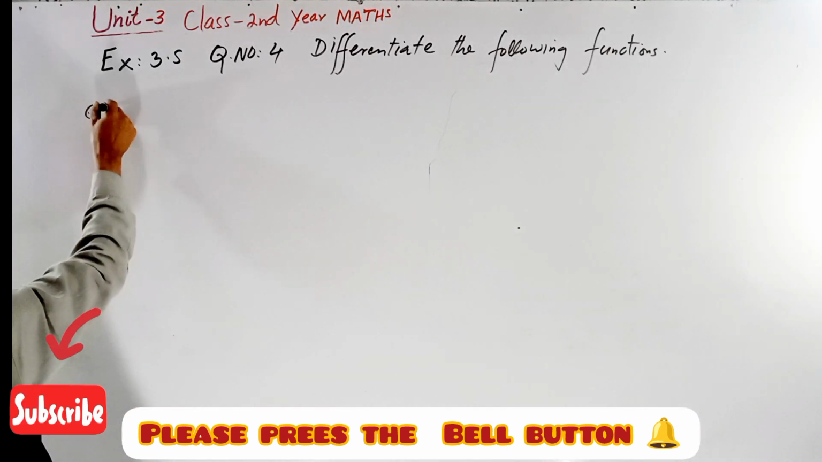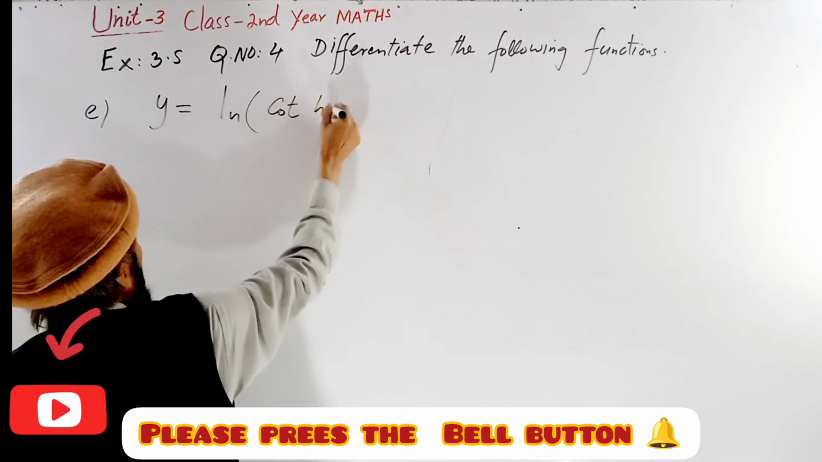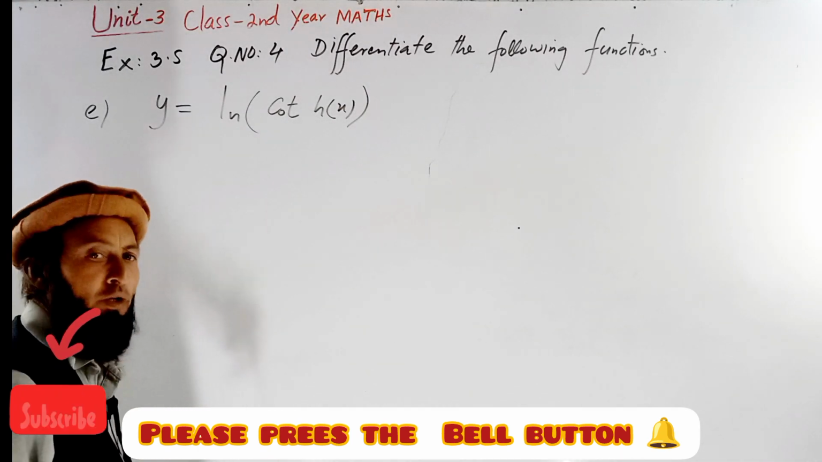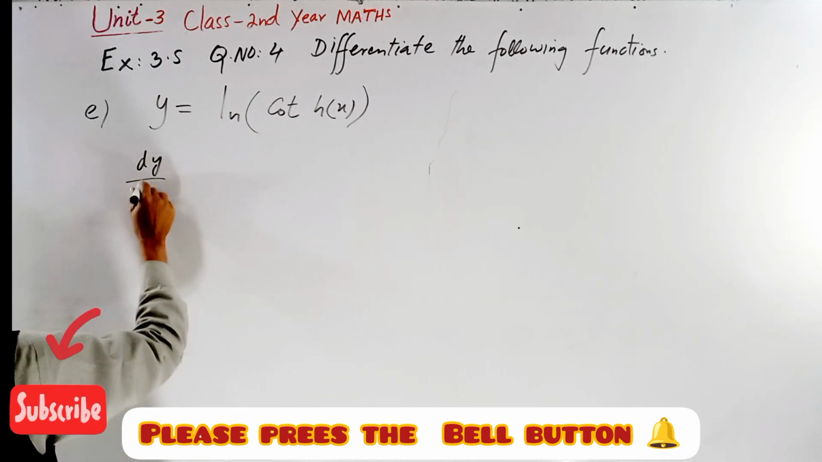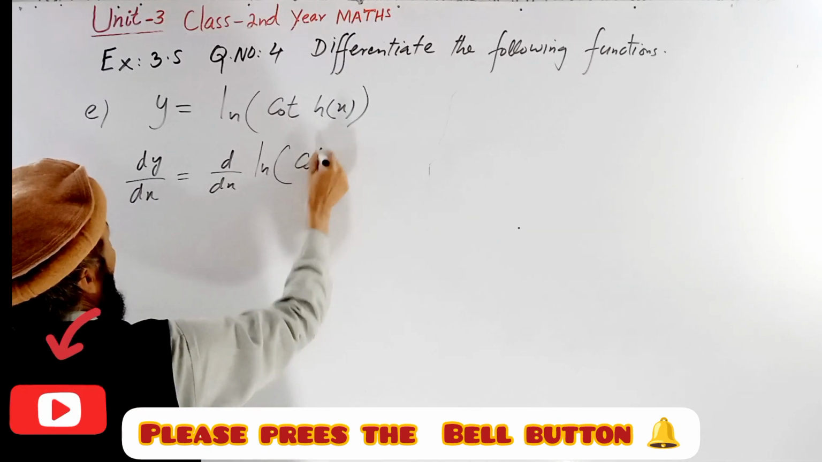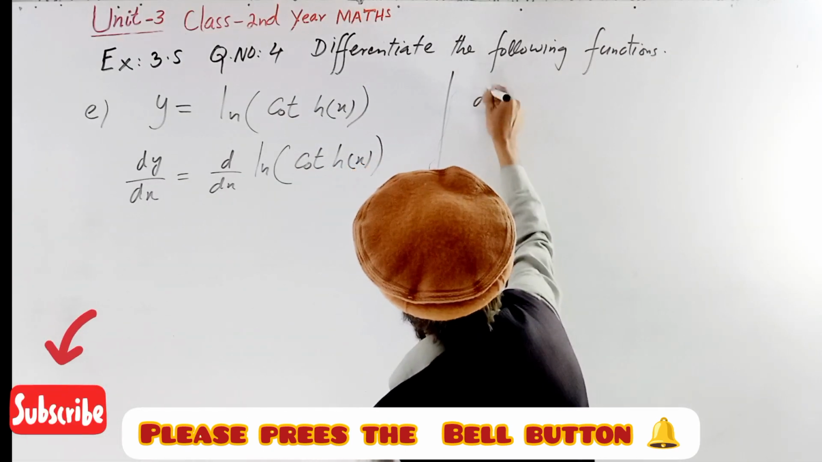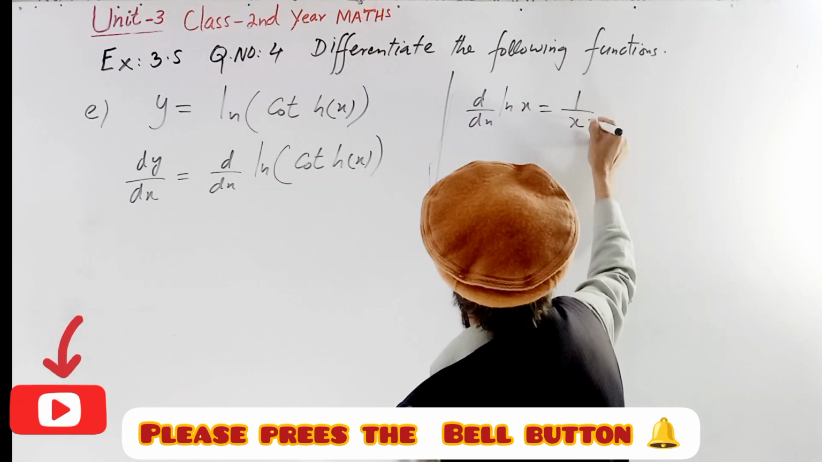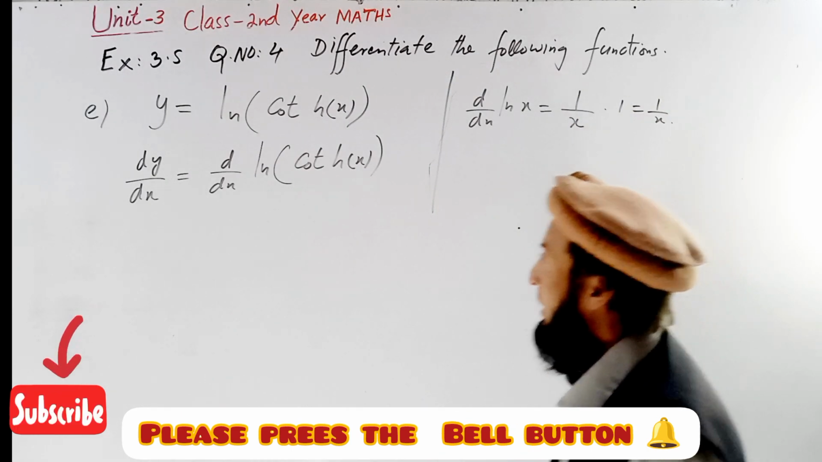y is equal to log of cotangent hyperbolic x. Now we are differentiating with the same method we are using here. We are differentiating with respect to x, dy by dx of log of cotangent hyperbolic x. According to this formula, dy by dx, we are using the derivative of log of x is equal to 1 over x, and further the derivative of x is equal to 1. According to this formula we are using here.